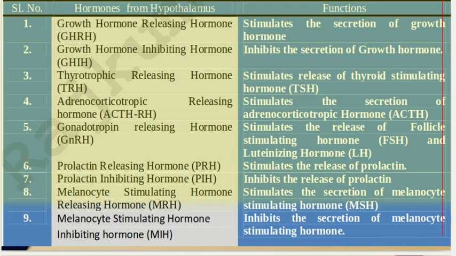adrenocorticotropic releasing hormone, which stimulates the secretion of adrenocorticotropic hormone; the gonadotropin releasing hormone or GnRH, which stimulates the release of follicle stimulating hormone FSH and luteinizing hormone LH; prolactin releasing hormone PRH, which stimulates the release of prolactin; the prolactin inhibiting hormone or PIH, which inhibits the release of prolactin; melanocyte stimulating hormone releasing hormone, which stimulates the secretion of melanocyte stimulating hormone; and melanocyte stimulating hormone inhibiting hormone, which inhibits the secretion of melanocyte stimulating hormone.